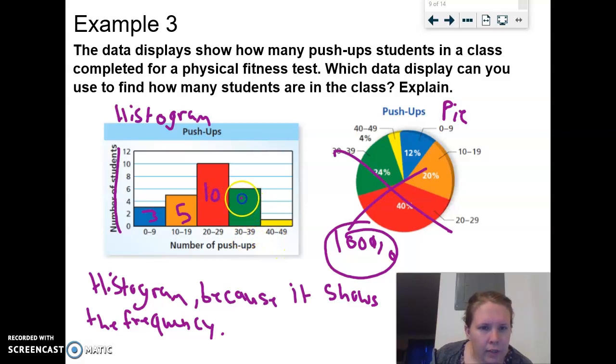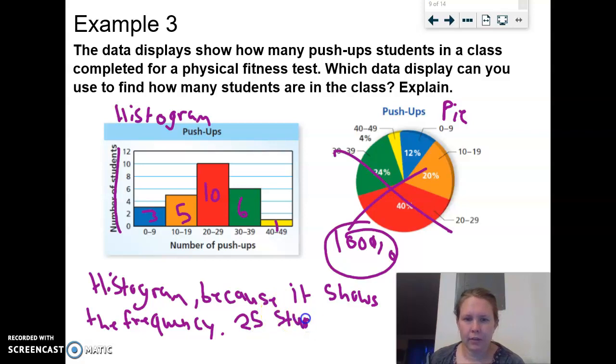The green, it looks to be about 6. And I would say 1 for that last round. So let's add them up. 3 plus 5 is 8. 8 plus 10 is 18. 18 plus 6 is 24. Looks like 25. So 25 students took this test.